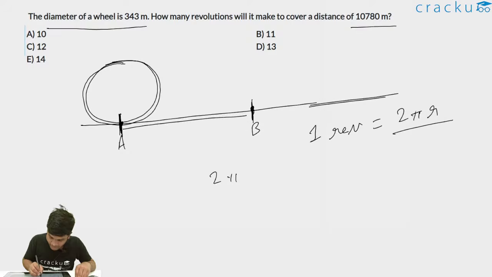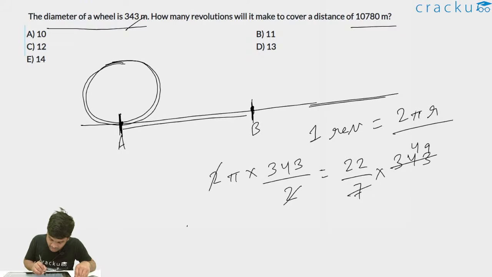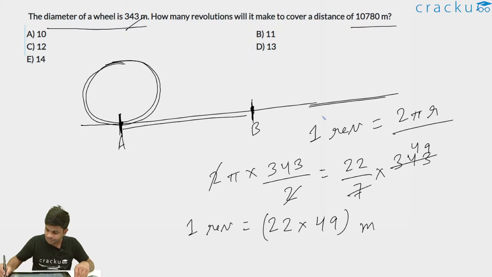So 2 pi r, and r is 343 by 2, because the diameter of the wheel is 343. So it is 343 by 2. So this 2 will cancel out. We will take pi as 22 by 7 into 343. So it will cancel out. 7 4s are 28 and again 7 9s are 63. So that means in one revolution the circle or the tire or the wheel is covering 22 into 49 meters.